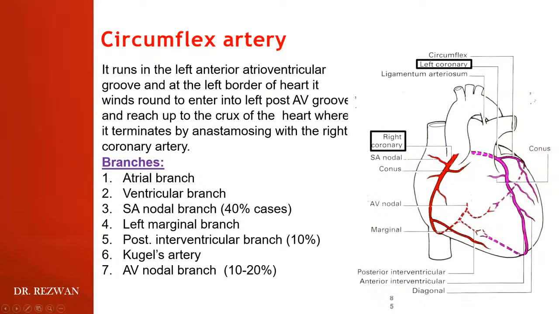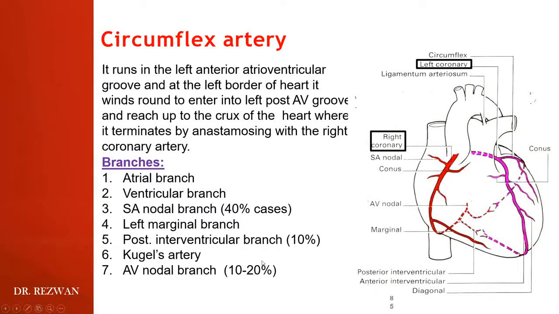That is almost the same as the right coronary artery, where it terminates by anastomosis with the right coronary artery itself at the crux of the heart. And the branches coming from the circumflex branch are the atrial branches, ventricular branches, SA nodal branch in 40% of cases, the left marginal branch, which is just like the right marginal branch of the right coronary artery, and also the posterior interventricular branch, which supplies 10% of cases.